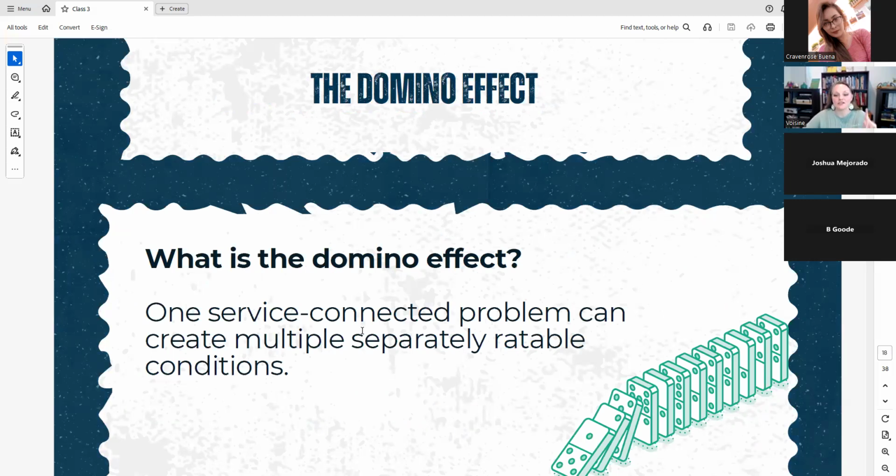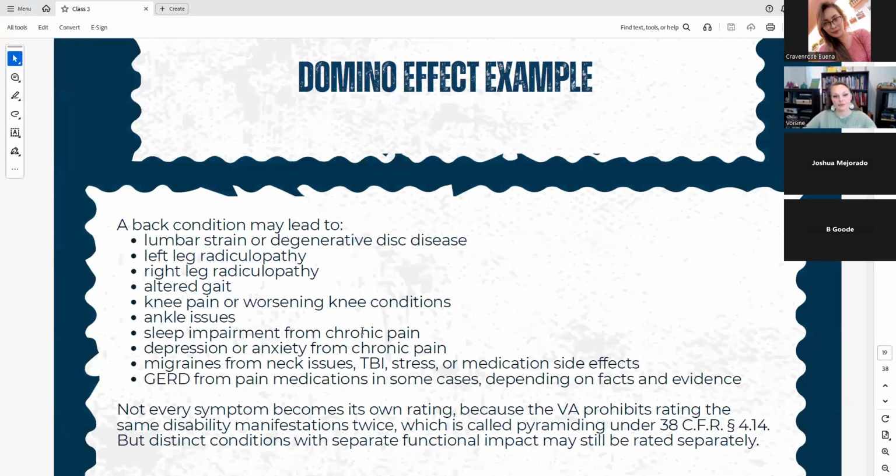It is when one service-connected problem can create multiple ratable conditions. So, an example, a back condition may lead to a lumbar strain or degenerative disc disease, left leg and right leg radiculopathy. Now, that radiculopathy basically means that tingling, numbness that shoots down your legs. It can alter your gait, your knee pain worsens the knee conditions, ankle issues, sleep impairment from chronic pain, depression or anxiety from chronic pain, migraines from neck issues, TBI, stress, or medication side effects.